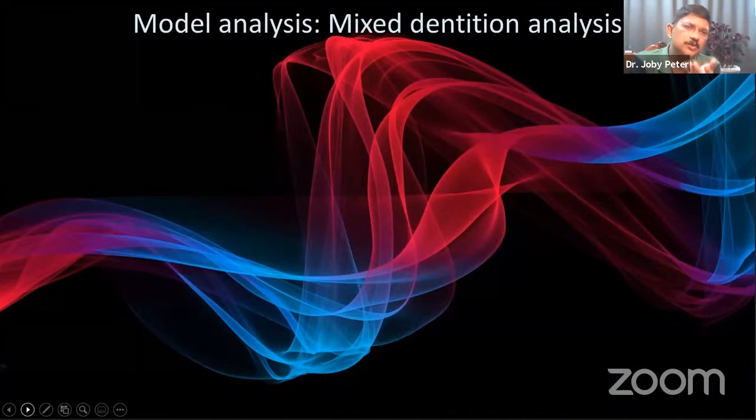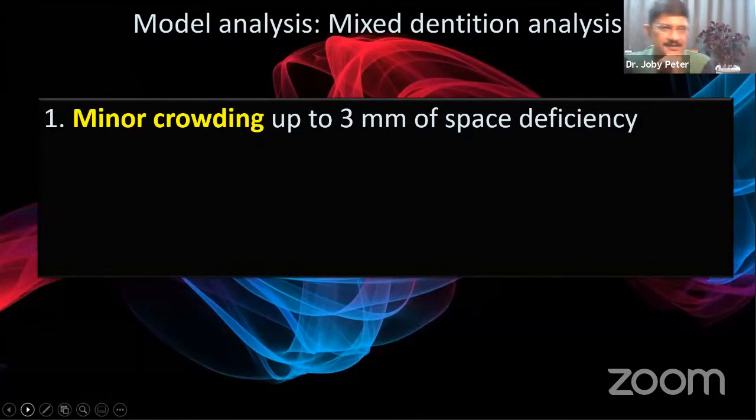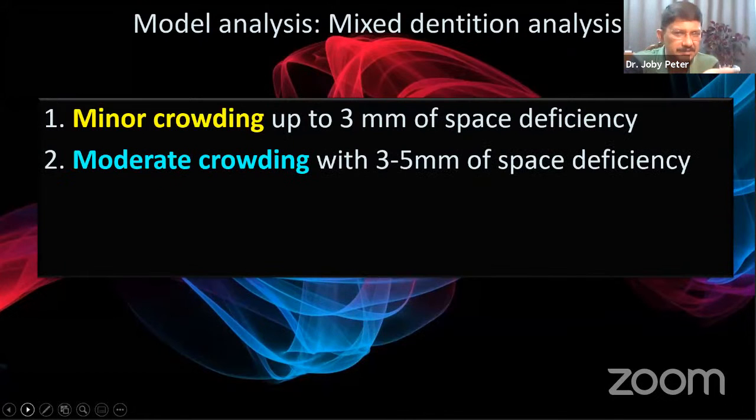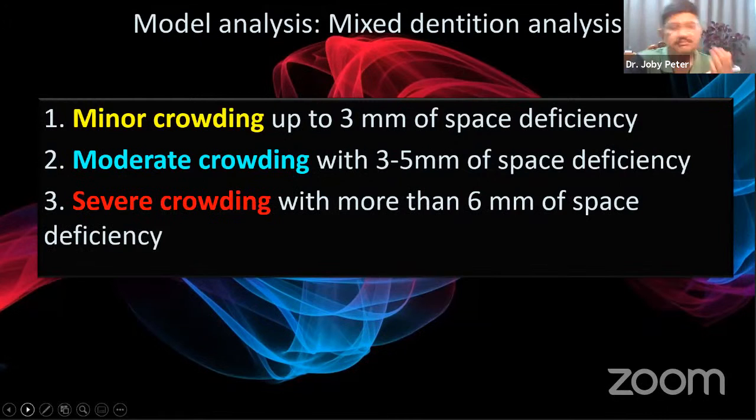Once you do the mixed dentition model analysis, you'll come to a definitive diagnosis saying that, okay, this patient has minor crowding. What is minor crowding? Up to 3 mm discrepancy per arch, fine. Moderate crowding, 3 to 5 mm per arch. Severe crowding, greater than 6 mm per arch. So we categorize crowding into minor, moderate, and severe.